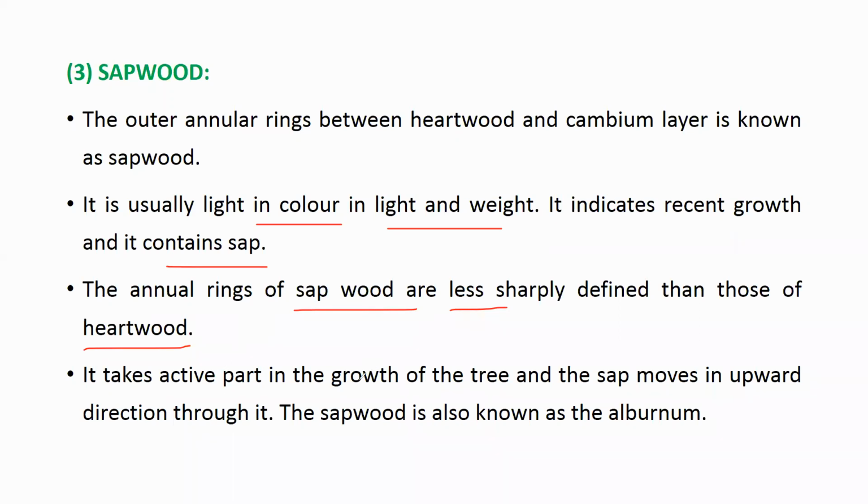It takes active part in the growth of the tree, and the sap moves in an upward direction through it. The sap is also known as alburnum. So this sapwood is responsible for the growth of the tree, and it is also called alburnum. Is that clear?